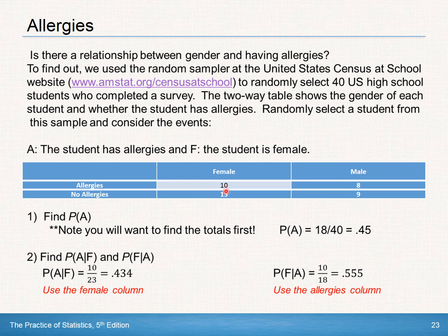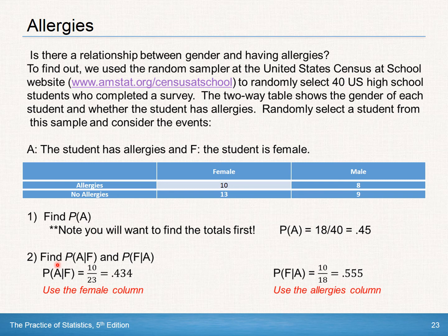Okay, so hopefully this one was a little bit easier since everything was given to us in our table. In our table, we know that it's the probability of A that the student has allergies. If we take a look across our table, this would be allergies, so that would be 18, just that they have allergies, over the total, which is 40. So 18 over 40, which is 0.45.